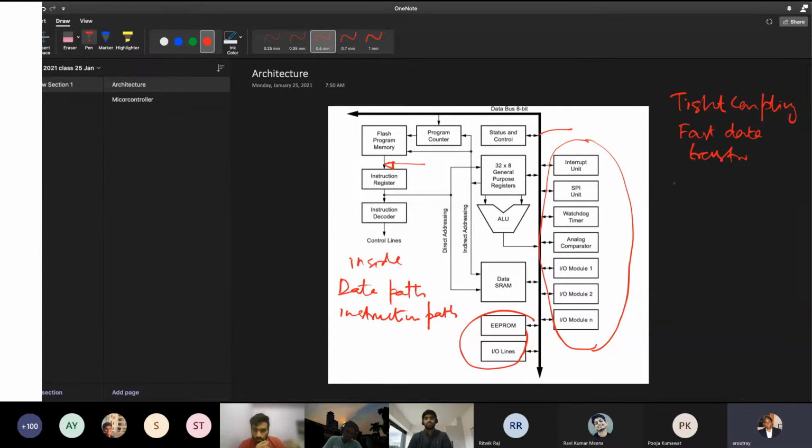But most of the I/O devices or I/O channels, like interrupt, SPI, serial port interface, analog comparator, I/O modules, etc., are coupled with handshaking mode of data transfer. And memory, these are the faster channels. EEPROM, data RAM, these are faster channels. They are tightly coupled. You can see everything is tightly coupled with the registers.